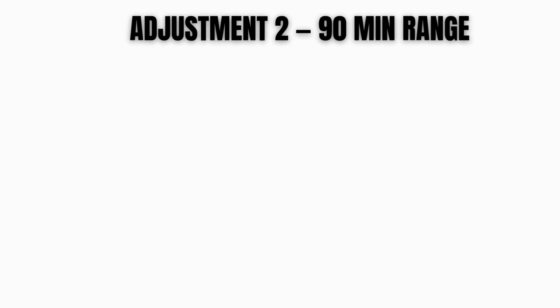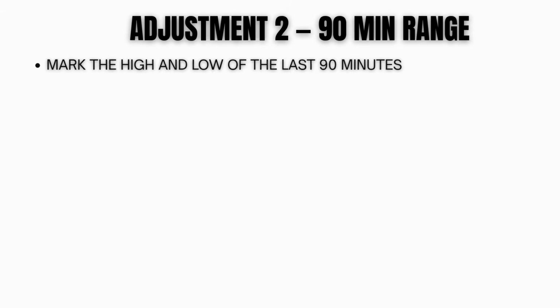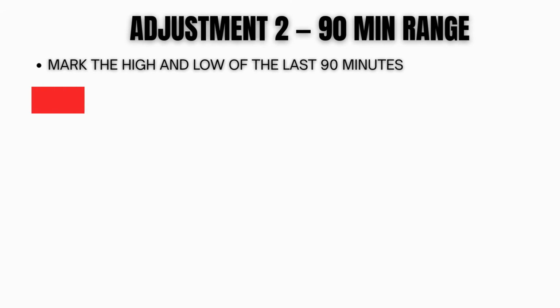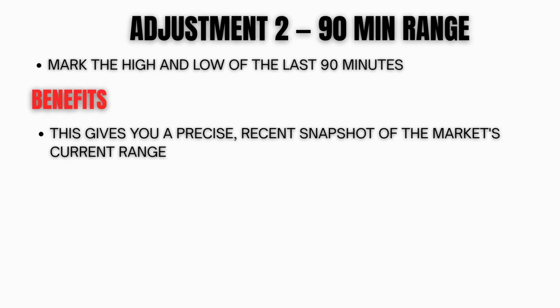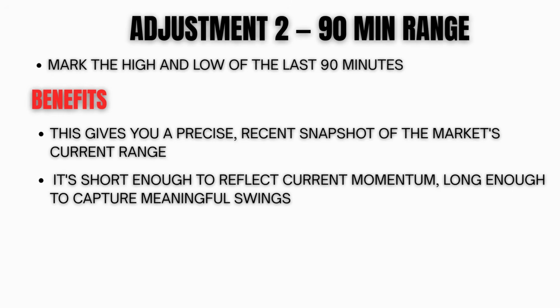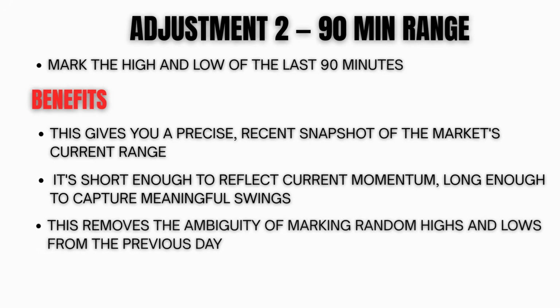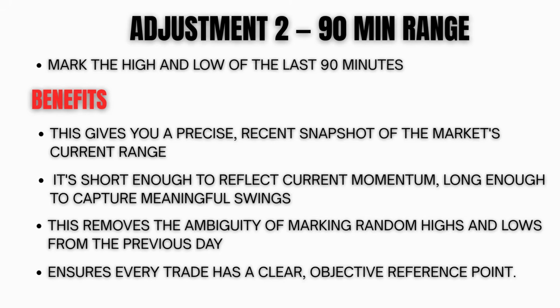Adjustment 2. The 90-minute range. Before each session starts, mark the high and low of the last 90 minutes. This gives you a precise, recent snapshot of the market's current range, your framework for entries, stops, and targets. It's short enough to reflect current momentum, long enough to capture meaningful swings. This removes the ambiguity of marking random highs and lows from the previous day, and ensures every trade has a clear, objective reference point.